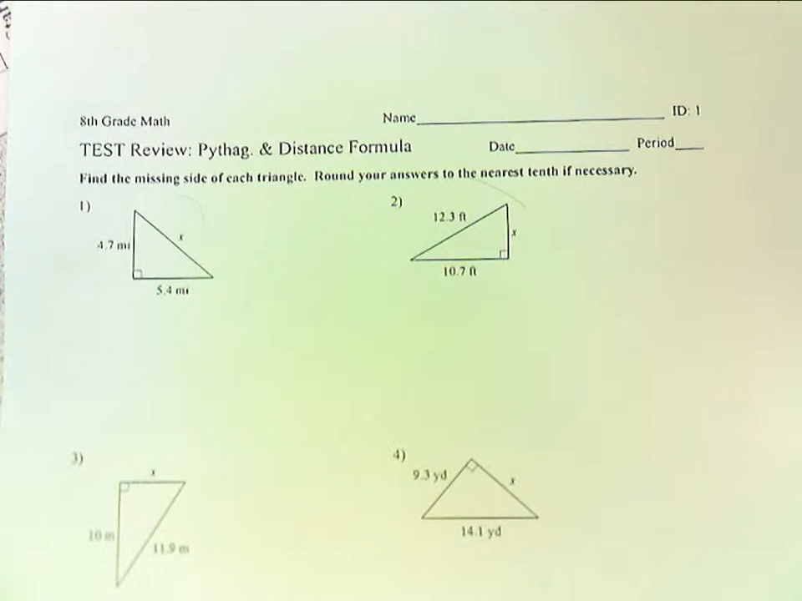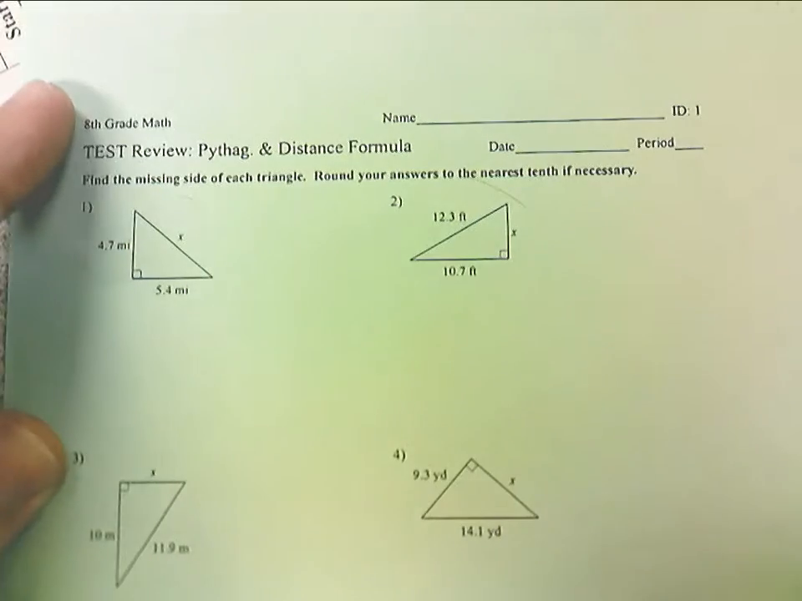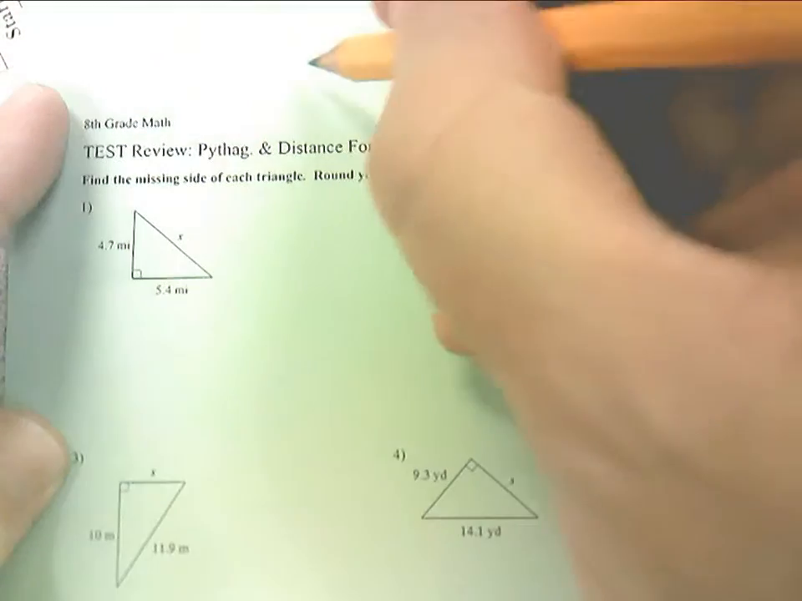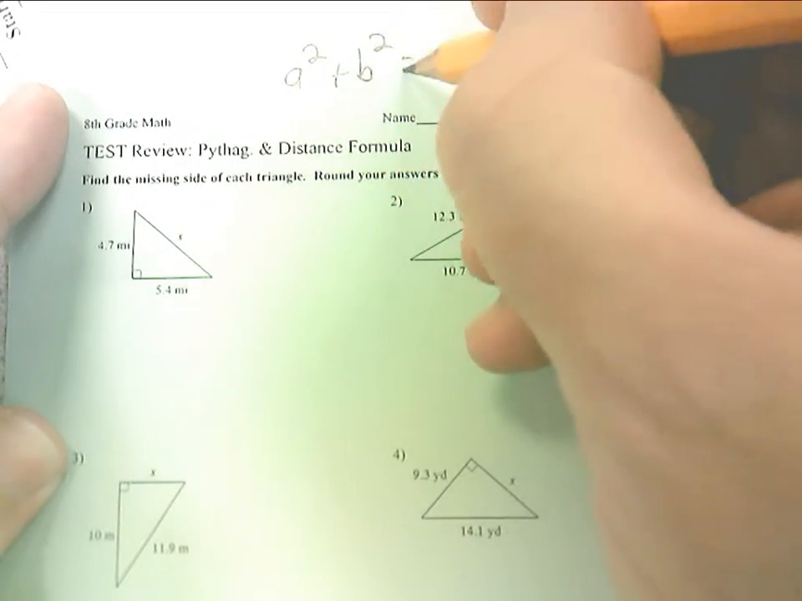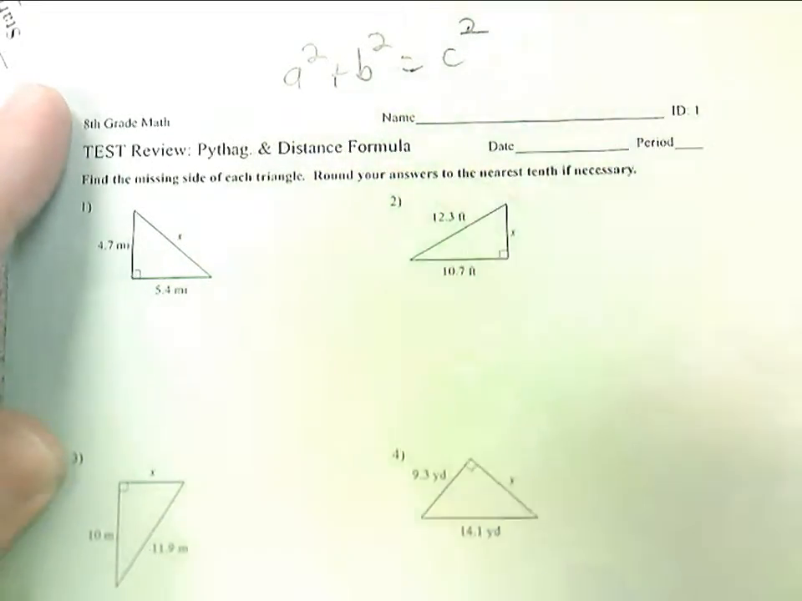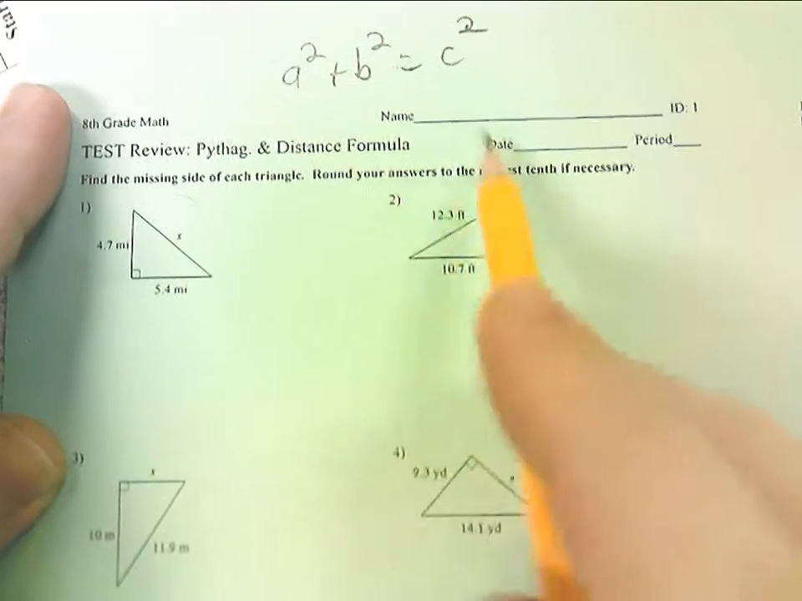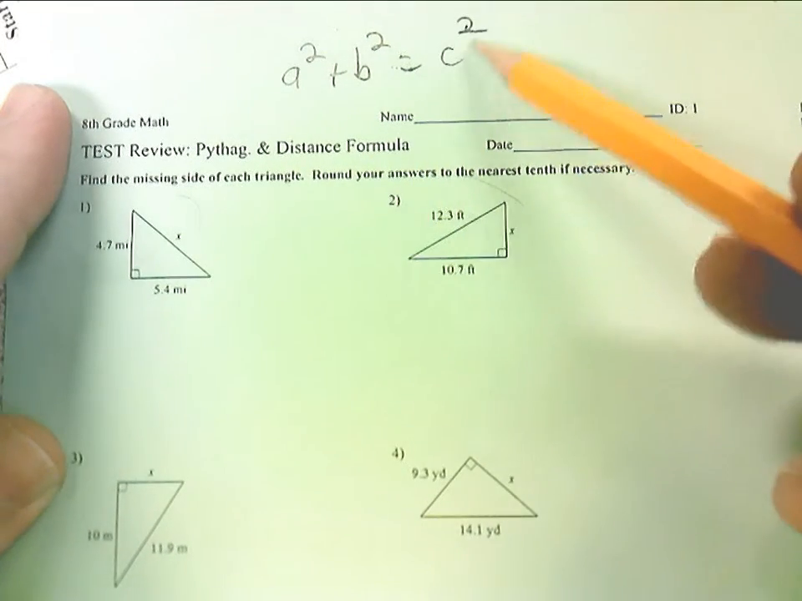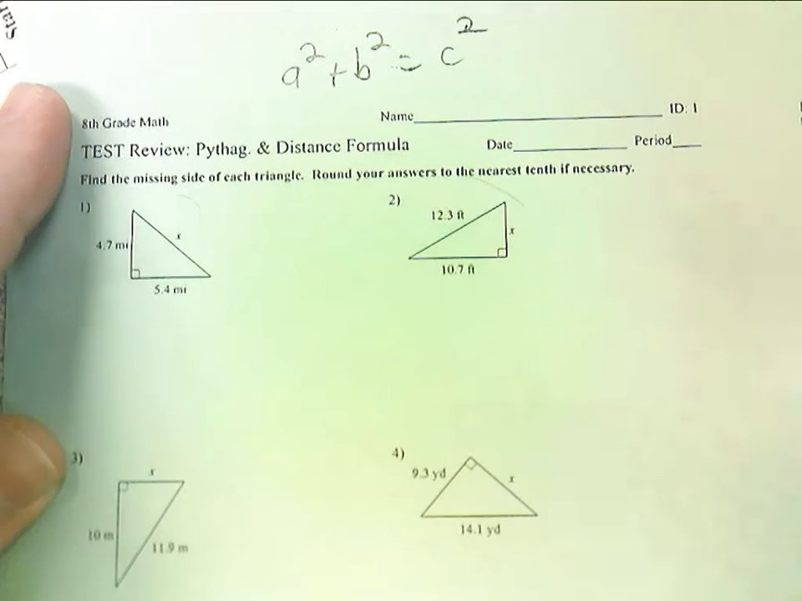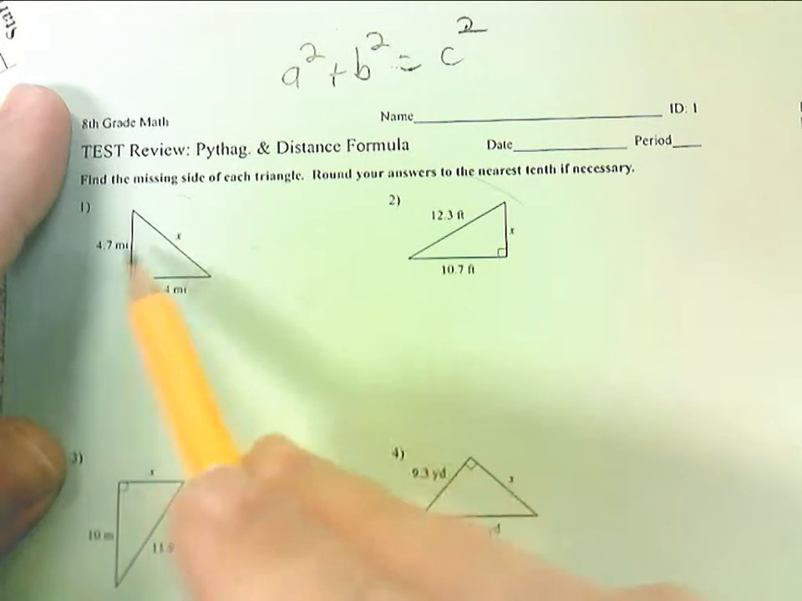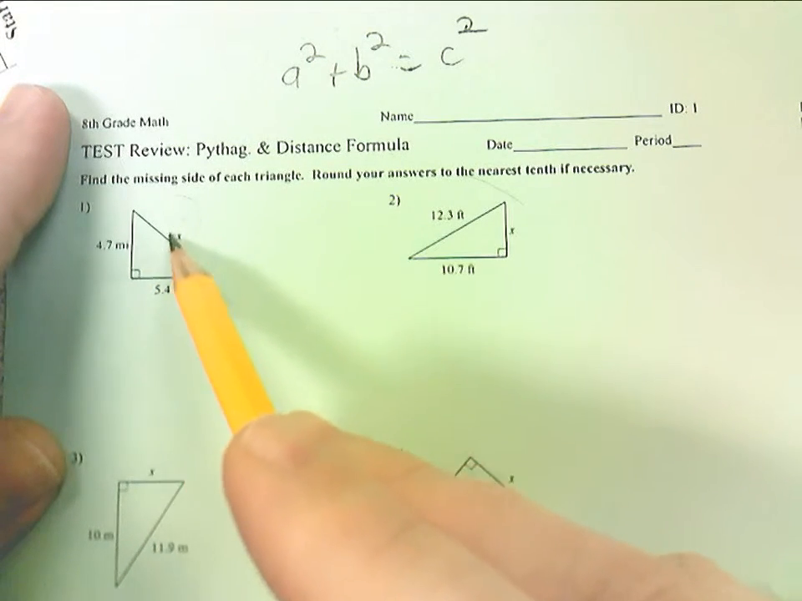Okay, so this is the test review for Pythagorean theorem. Remember, guys, the Pythagorean theorem, you're going to have a squared plus b squared is equal to c squared, where a and b are the two shorter sides of the triangle, and c is the longer side, or what we call the hypotenuse.